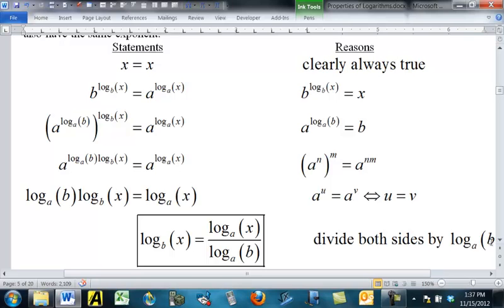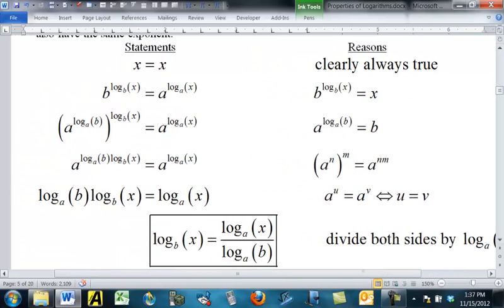And finally, I just divide both sides by log base a of b, and I get the expression that I have here. And what you see in the box here, this is our general formula for changing from a log base b to a log base a. So log base b of x is the same as log base a of x, except that we also have to divide by this factor log base a of b.